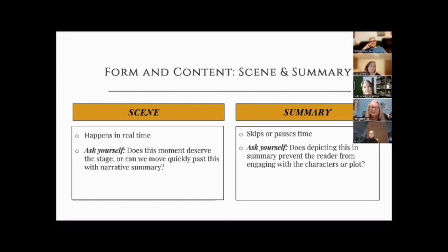So balancing scene and summary is key to the pacing of your story, and it's also about indicating to the reader what things they need to be paying attention to.